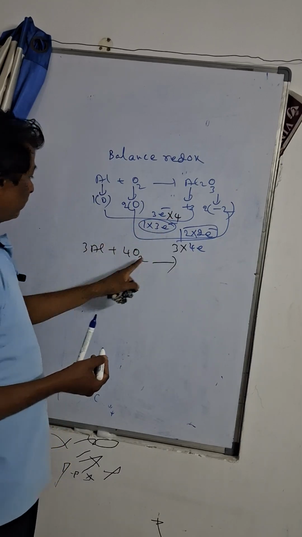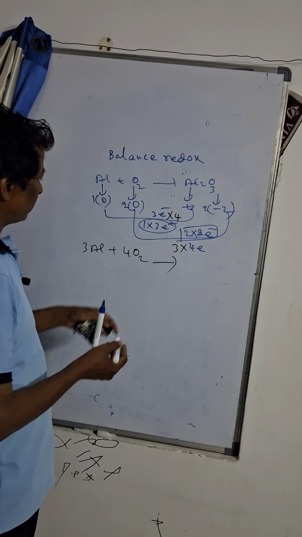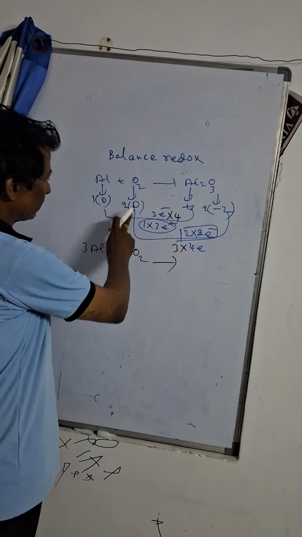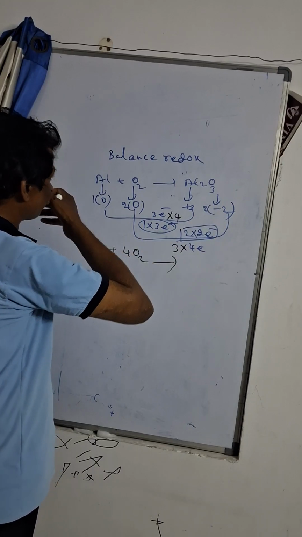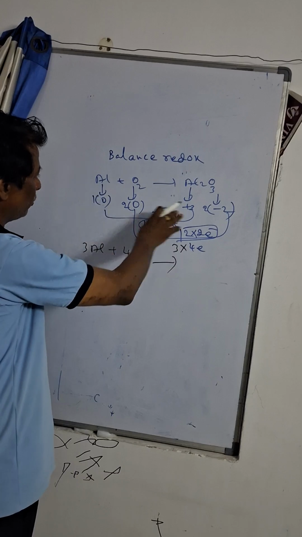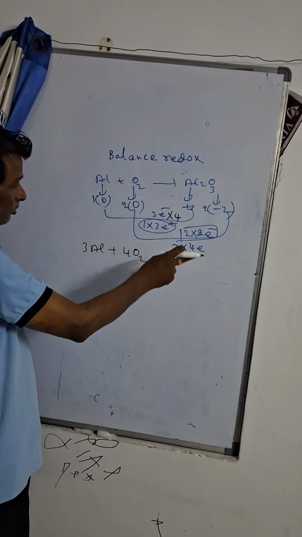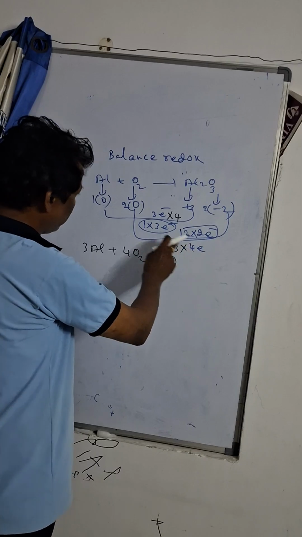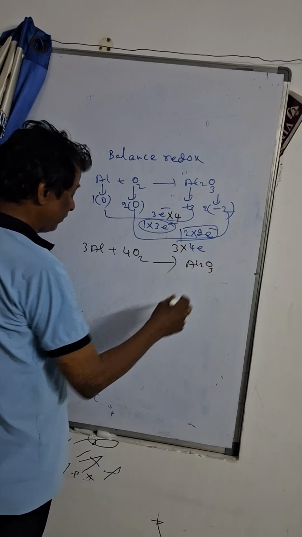Here 3 into 4, so multiply 4 into 3. Aluminum goes from 0 to plus 3, 3 electrons. Oxygen, 2 into 0 to 2 into minus 2, 4 electrons. 3 into 4, 4 into 3. So for Al2O3, we should equalize electrons.